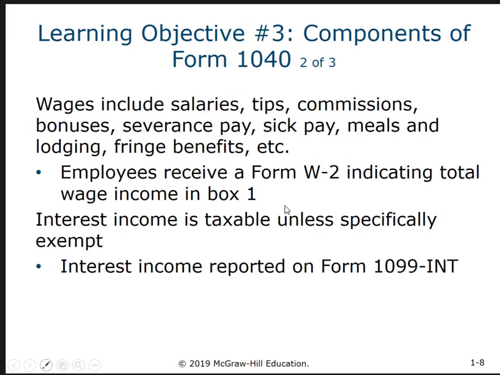So just a couple of things about how these things are reported. How do you know how much to report for your income? Wages are pretty easy. That comes on a Form W-2. You probably receive that, with the wage income in box 1. Interest income, you get a 1099-INT from your bank. You've probably seen that form.